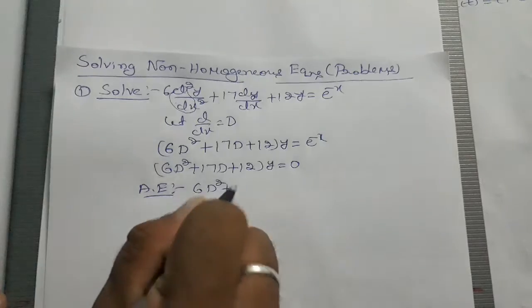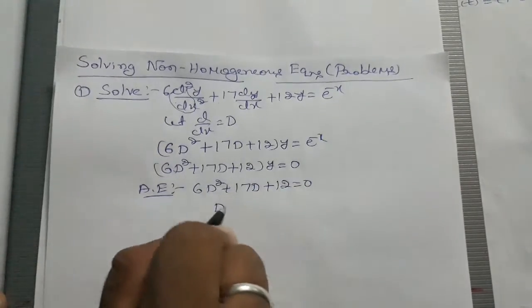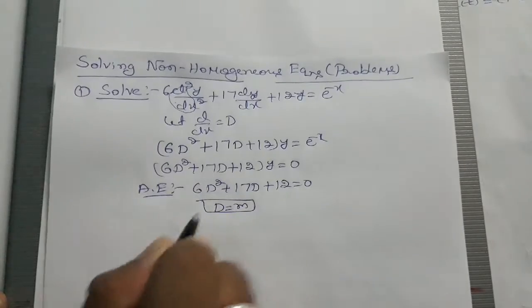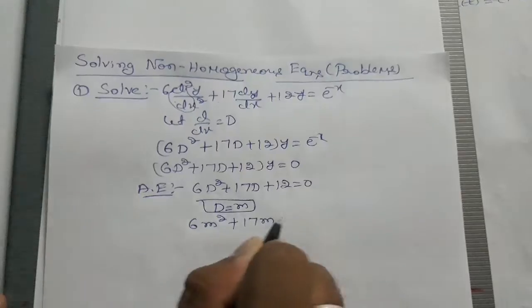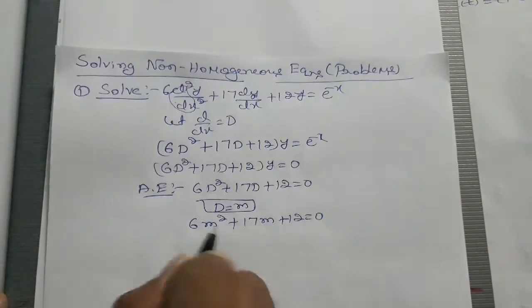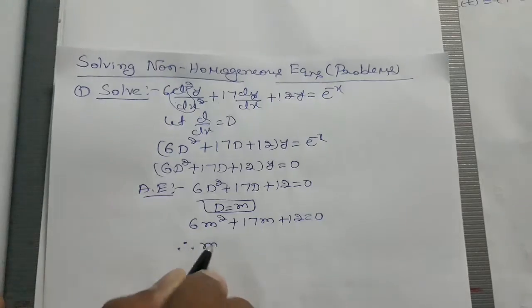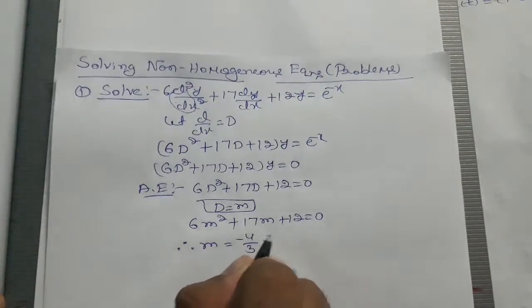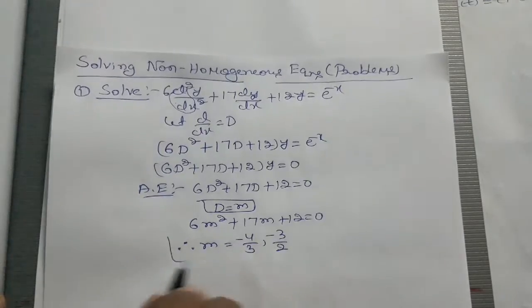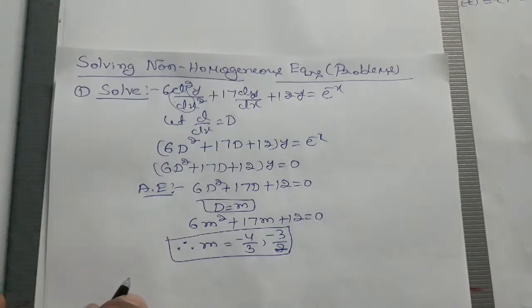Next, write down the auxiliary equation, that is AE. 6D square plus 17D plus 12 is equal to 0, and replace D by m in this. So we'll get 6m square plus 17m plus 12 equal to 0. Solve this equation. If the degree is 2, I'll get 2 roots. So we'll get m equal to minus 4 by 3 and minus 3 by 2. After finding the roots, write the complementary function.